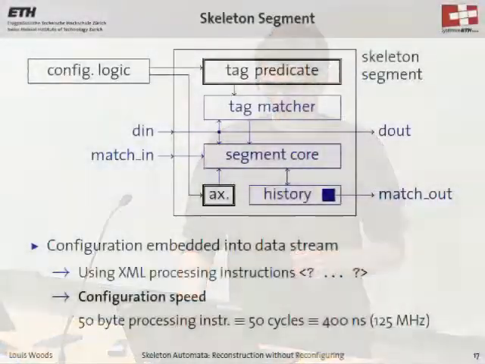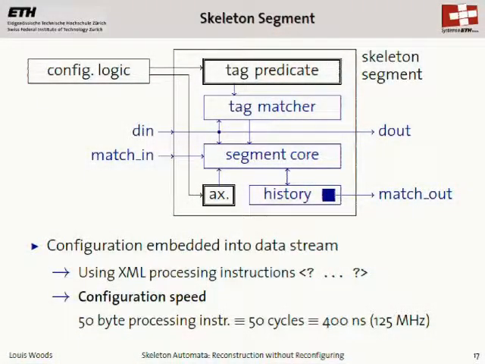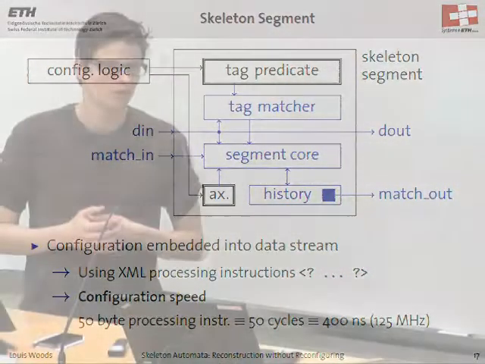Okay. So the skeleton segment, this is as technical as I'll get, is at the core of this. And here is a diagram of the architecture of this skeleton segment. So again, it represents a navigation step plus a node test. So saying, am I doing a descendant or a child step, and which tag am I matching?